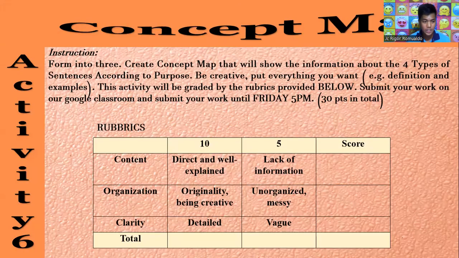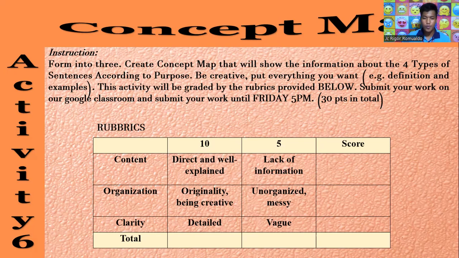Let's proceed to activity 6. This is a concept map. Under activity number 6, form groups of 3. I allow you to choose your partner or your group, but remember only 3 in a group. Create a concept map that will show the information about the 4 types of sentences according to purpose. Be creative. Put everything you want: definition and examples.